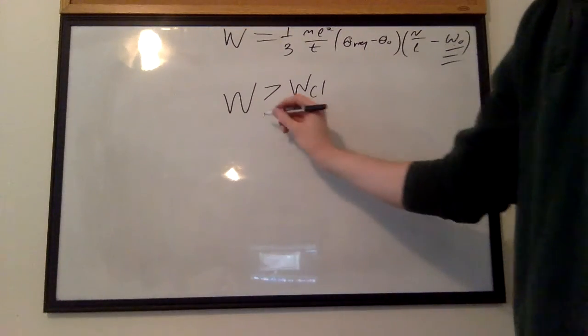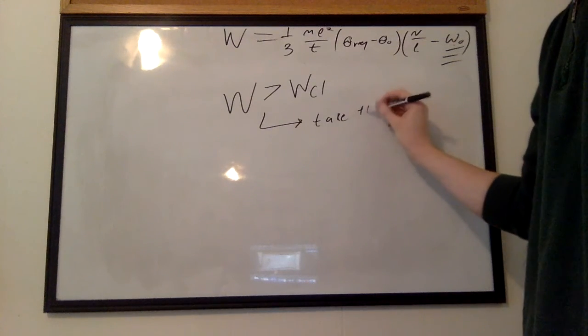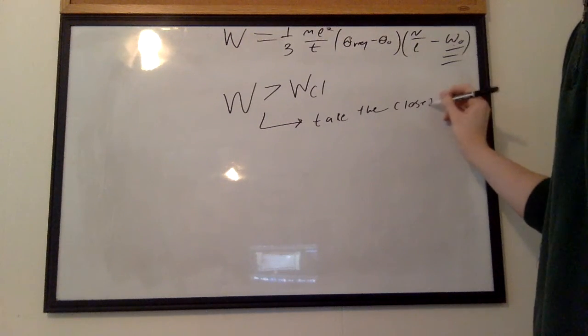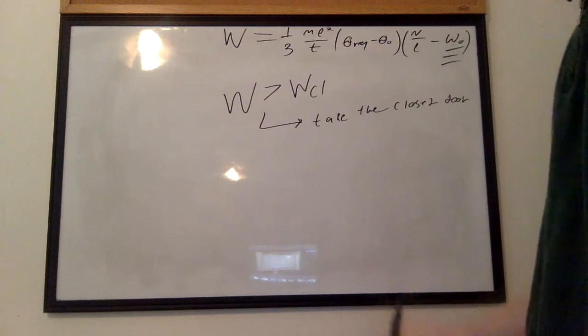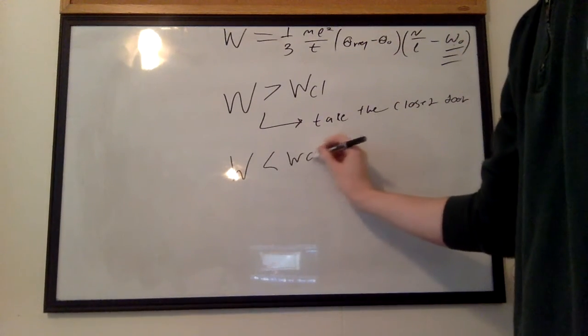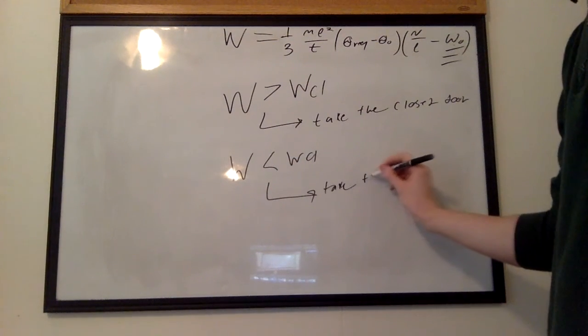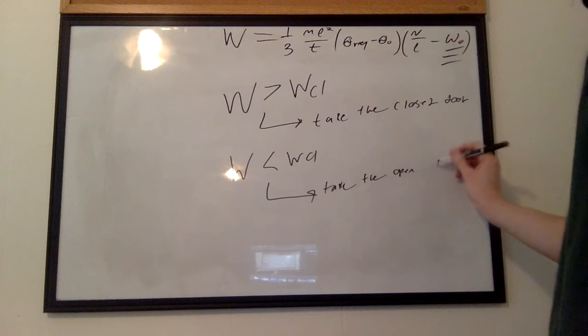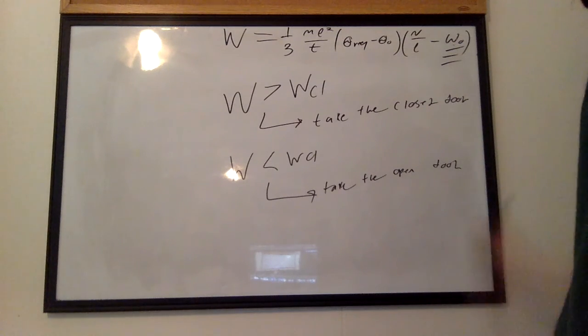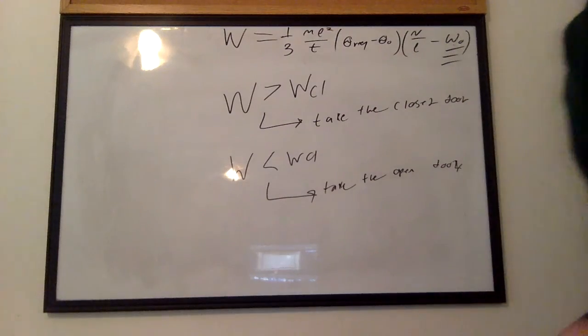But the main takeaway from this entire project is that if the work, the W here, is the work required for you to open the closing door, and then WCL is the work required to open the closed door to your required angle, whichever one of those is less, then that's the door you want to take.